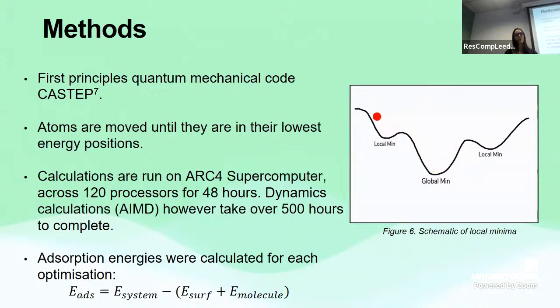We run these calculations on ARC4 over 120 cores. The geometry optimizations take about 48 hours, with the larger dynamic simulations, which I'll be showcasing here, taking about 500 hours to complete. I reference absorption energies, and this is what we use to determine if something is favorable. We take the energy of the system and subtract it from the energy of the model surface that we've constructed, plus the energy of the molecule that we're looking at absorbing onto it.